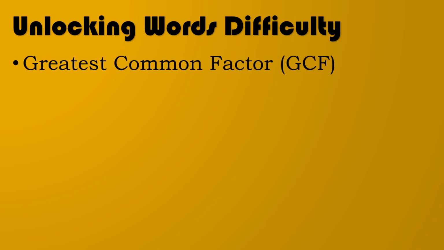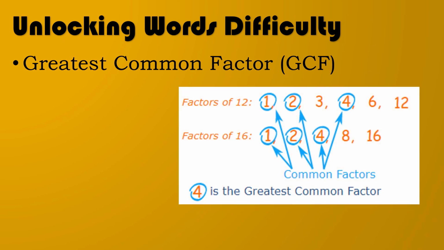In order for us to fully understand the lesson, let's discuss the meaning of these words. Greatest common factor. This is the greatest number that is a factor of two or more other numbers. Factors are numbers that can be multiplied to get another number. Example, factors of 12 are 1, 2, 3, 4, 6, 12. And factors of 16 are 1, 2, 4, 8, 16. Take note that three of their factors are the same or common, namely 1, 2, and 4. But which is the highest? That's right, 4 is the greatest common factor of 12 and 16.